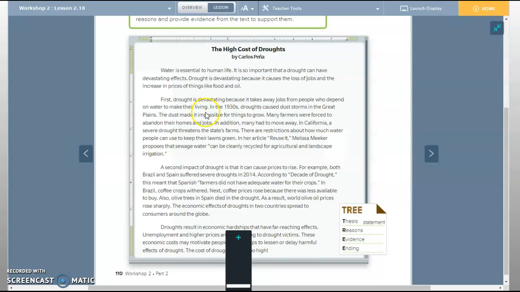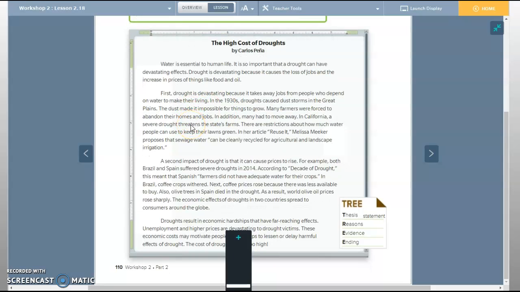A second impact of drought is that it can cause prices to rise. For example, both Brazil and Spain suffered severe droughts in 2014. According to Decade of Drought, this meant that Spanish farmers did not have adequate water for their crops. In Brazil, coffee crops withered. Next, coffee prices rose because there was less available to buy. Also, olive trees in Spain died in the drought. As a result, world olive oil prices rose sharply. The economic effects of droughts in two countries spread to consumers around the globe.